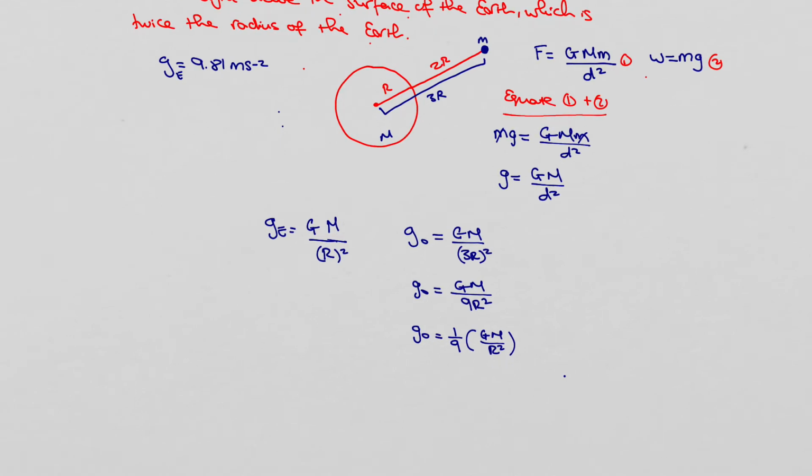And we're given in the question the fact that gravity on the Earth is 9.81. So therefore, gravity at the object, which is twice the radius of the Earth above the surface, is just 1/9 times gravity on the Earth. In other words, 1/9 of 9.81, which gives us a value of 1.09 metres per second squared. Okay.